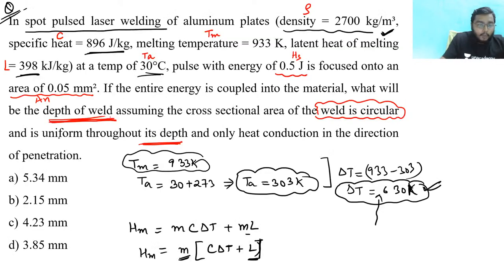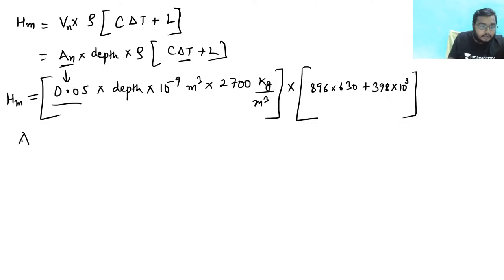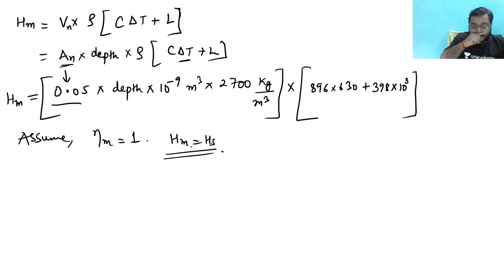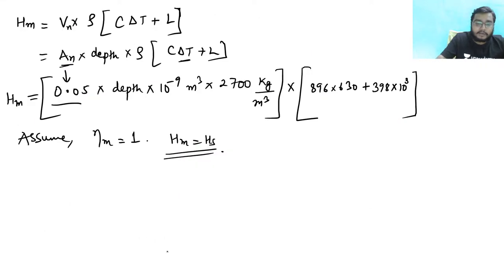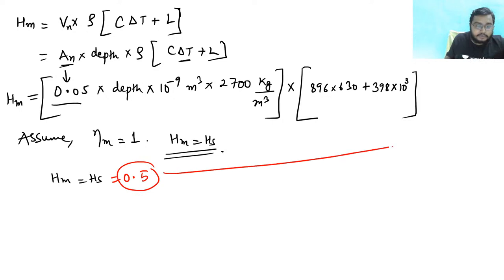Now see, what I need to find? I need to find the depth. So assume melting efficiency to be 1. If melting efficiency is 1, HM would be equal to HS. And what is the heat supplied? Heat supplied is 0.5 joule. So equate this whole equation, HM is equal to HS, with 0.5 joule, and you will find the depth.